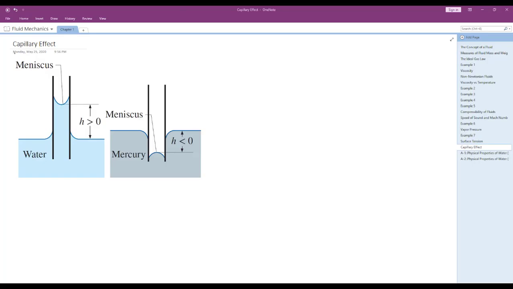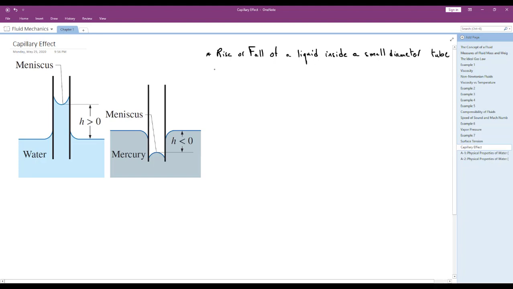Another important effect of surface tension is called the capillary effect. The capillary effect is defined as the rise or fall of a liquid inside a small diameter tube which is inserted into a liquid.